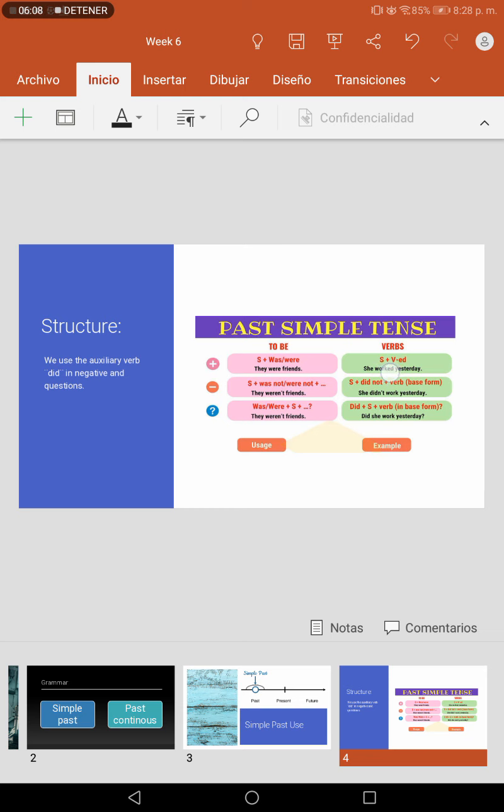Termina con ed. An example of an irregular verb could be eat, comer. Como es irregular, no le vamos a agregar ed, lo vamos a cambiar a ate. Pero eso sería otro ejemplo con un verbo irregular.